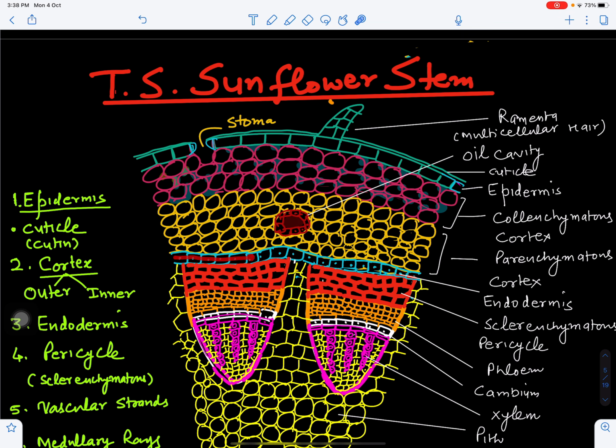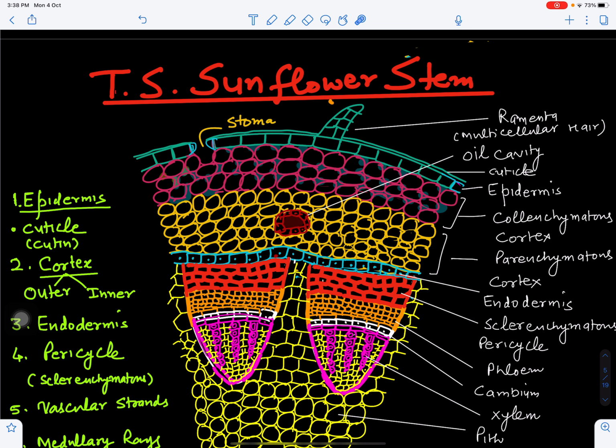Now this part is called as endodermis. Now this is separating cortex from the vascular zone, right? Now this is the vascular zone and this is the endodermis. Sometimes this endodermis may be filled with starch, so this is called as starch sheath.